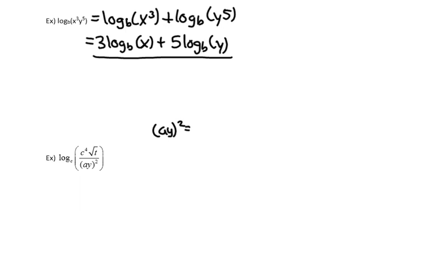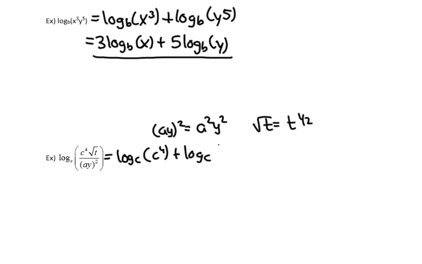Number one, ay squared is the same thing as a squared y squared. And the square root of t, that's the same thing as t taken to the 1/2 power. So notice inside this particular log, we have exponents, we do have multiplication and division. Okay? All right, so let's expand out. And now, because it's dividing by two things, I'm going to put it all in parentheses.